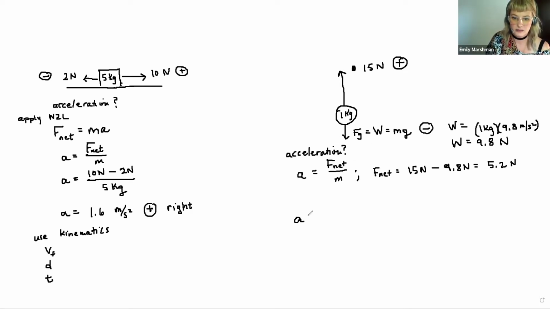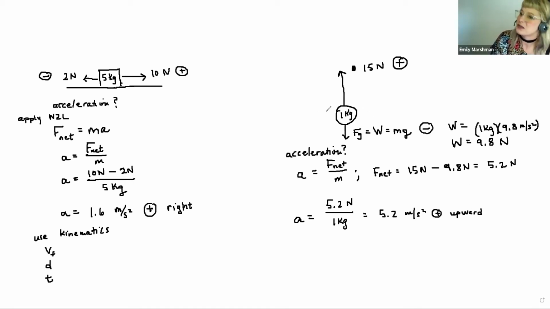So the acceleration is 5.2 newtons divided by the object's mass, 1 kilogram. The acceleration here is 5.2 meters per second squared. It's positive acceleration. That means it's being accelerated upward. This ball is not in free fall, right? There's a force acting on the ball. It's the force of my hand acting on it upward. If it was in free fall, the only acceleration that it would be feeling is the acceleration due to gravity.